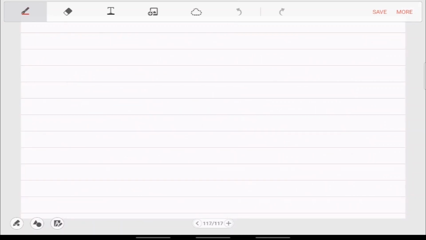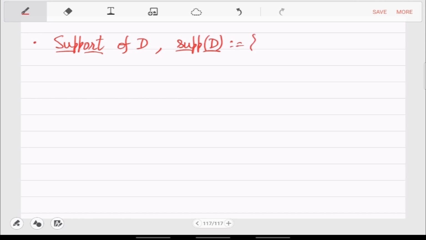Actually, let me continue and define two things. There are a lot of keywords. So support of D, this I kind of already mentioned. It's the points that actually appear, whose order is actually, which are actually appearing in the divisor D. That's the support set.